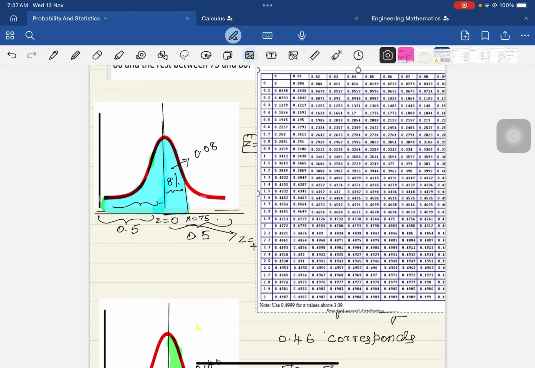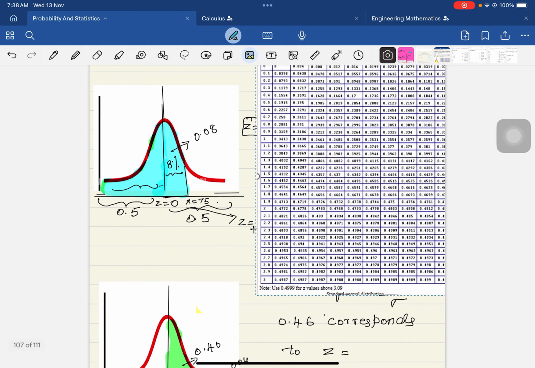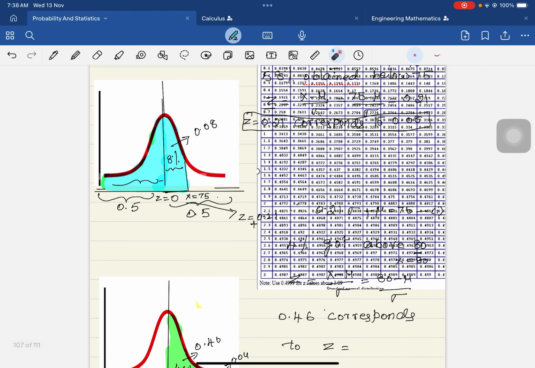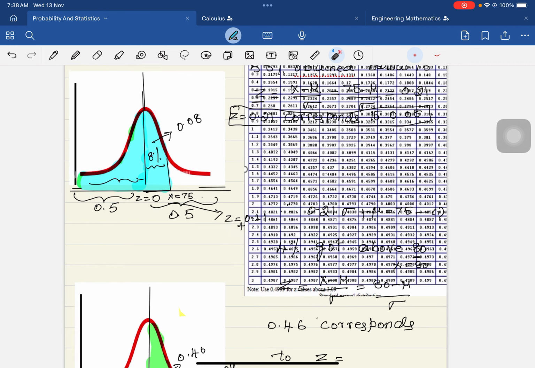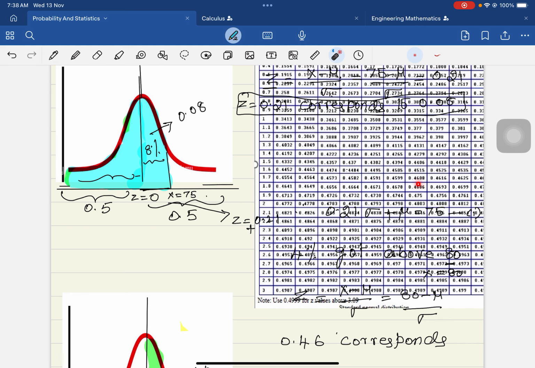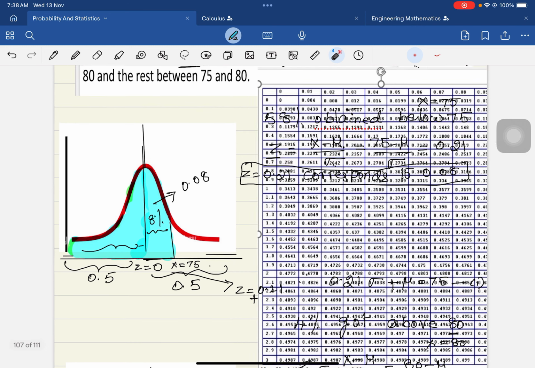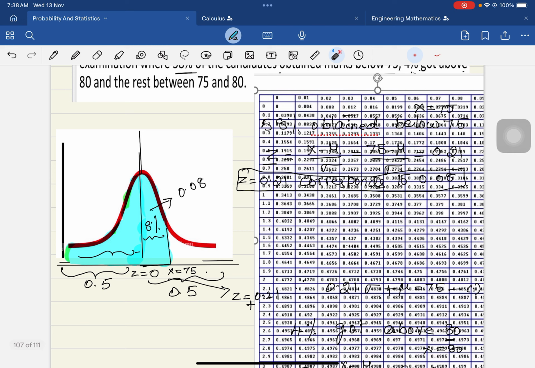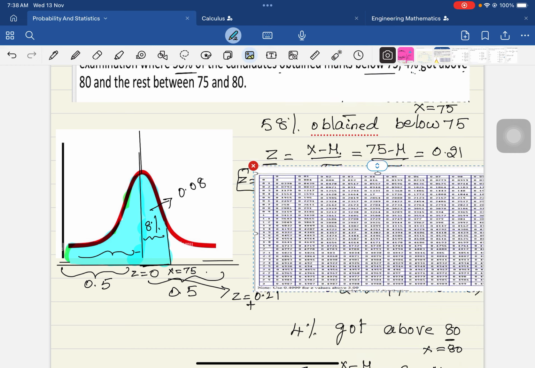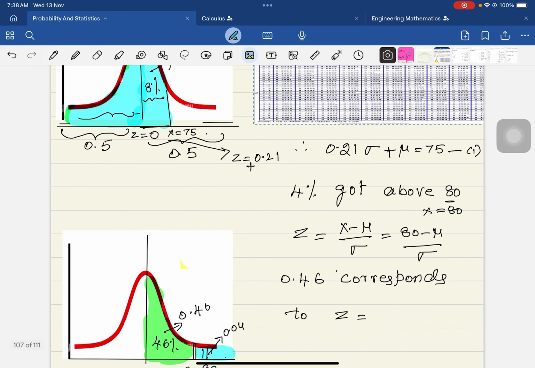Let us see, 0.46 is there for which corresponding value? Here you can see 0.4608, correct? 0.4608 is there, and that corresponds to 1.76. So 1.76 is giving you this value. So let us take this as your corresponding z value: z equal to 1.76, and remember this is positive.